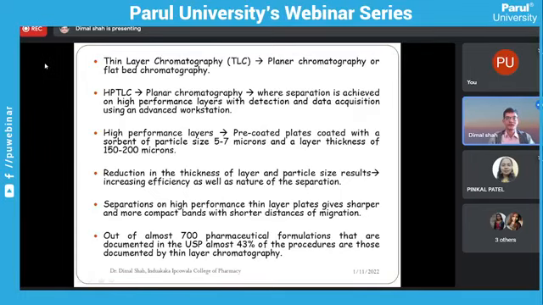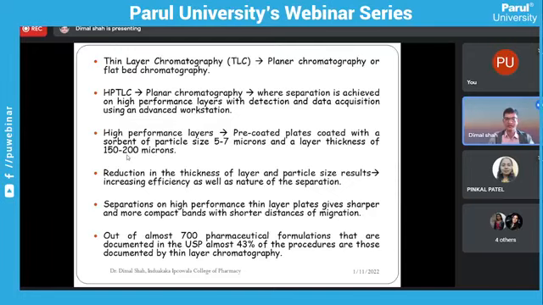Okay, so it is basically a thin layer chromatography. We normally call it a planar or flat bed chromatography, and in this flat bed chromatography, the separation is achieved on high performance layers with detection and data acquisition using an advanced workstation. Ready-made pre-coated plates are also available with a particle size of 5 to 7 micron and a layer thickness of 150 to 200 microns. Due to this reduction in thickness of the layer, increased efficiency as well as nature of separation is achieved. So that is the base advantage of HPTLC that we are getting nowadays.